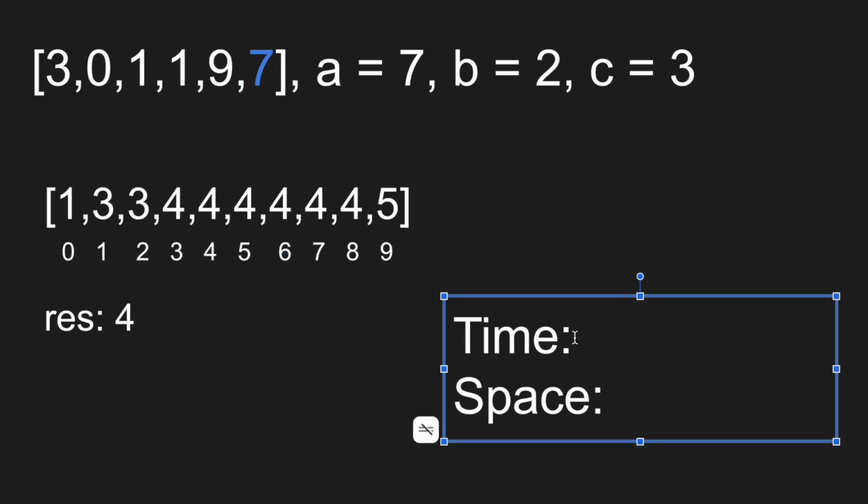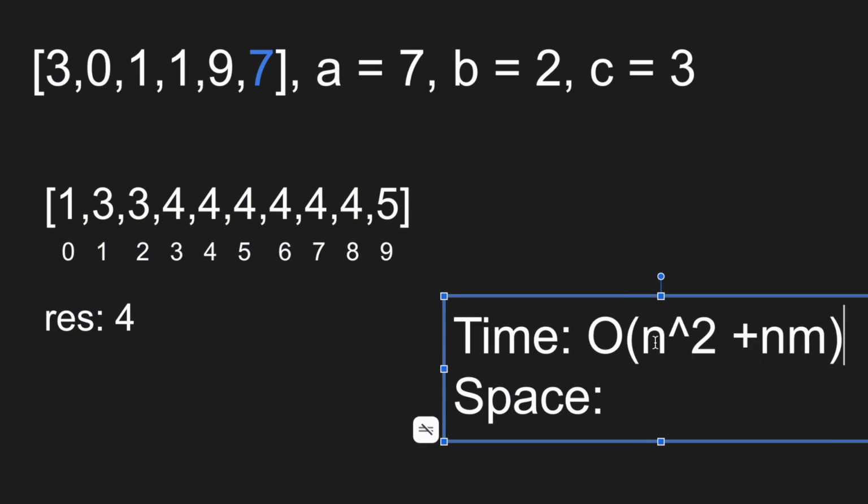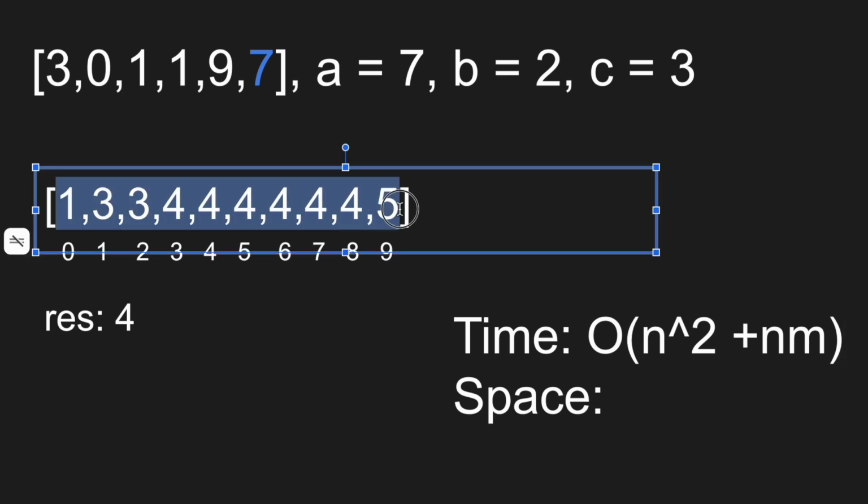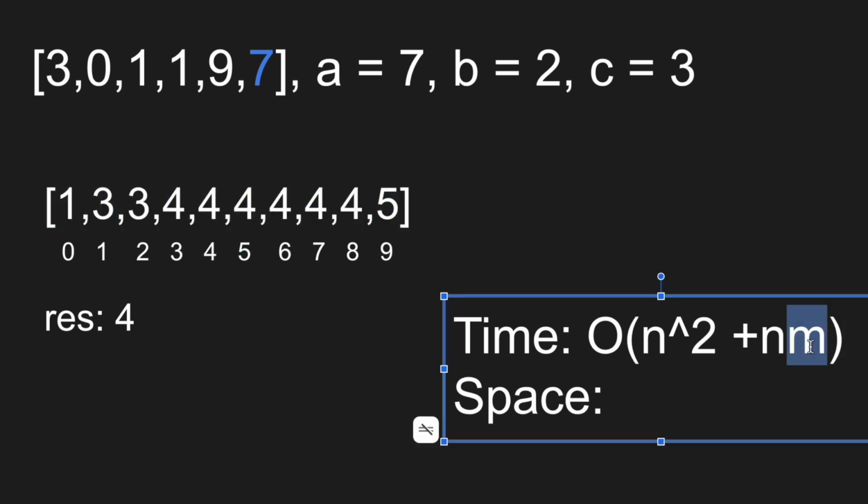And the time complexity would be O of n squared plus nm. So the n squared will come from looping through j and k, and the nm will come from having to update this at each time. So n would be the length of this array, and the space complexity would be O of m, because this array can take up to m space.